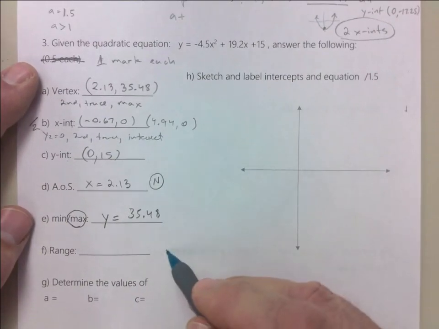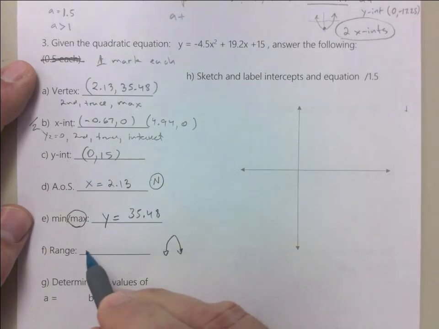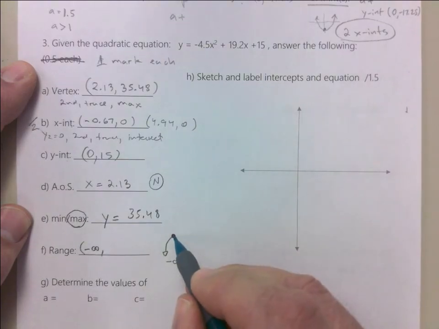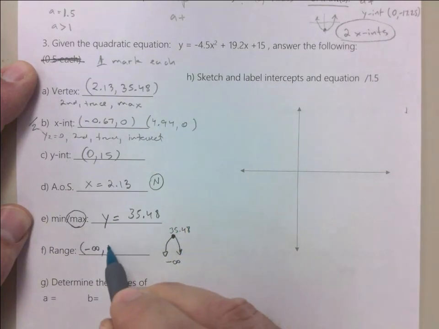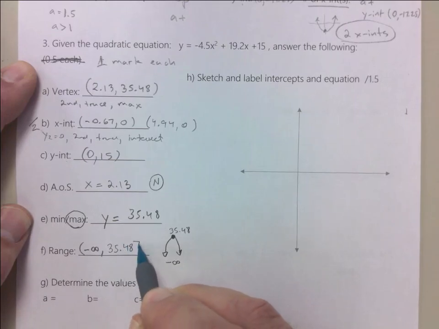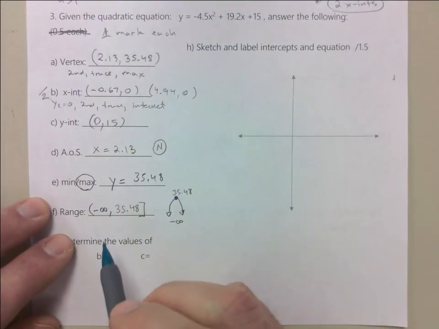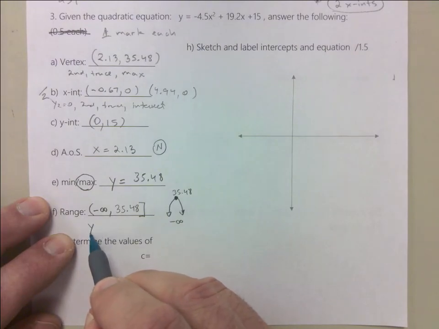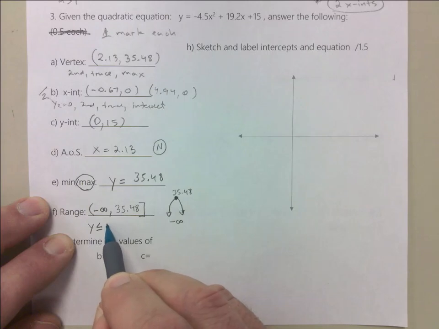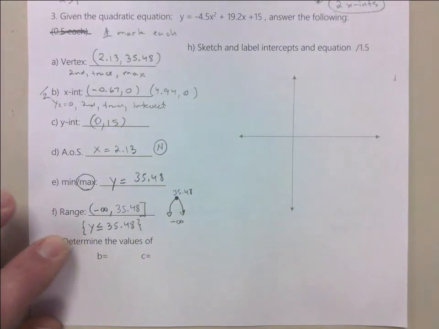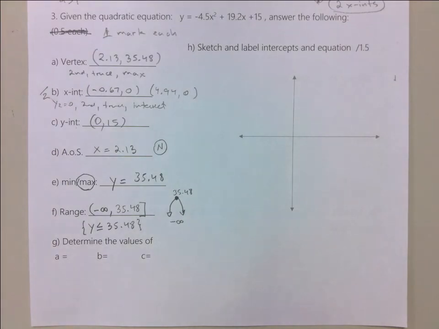Range, it's pointing down, right? So I'm going from negative infinity, right? This is negative infinity here for the y's, all the way up to the vertex. And the y value of the vertex is 35.48. If you want to think of just the y value, so this should be 35.48 square bracket there. If you chose to use set notation, y is less than or equal to 35.48. Squiggly brackets. Otherwise, you would also lose a notation mark.